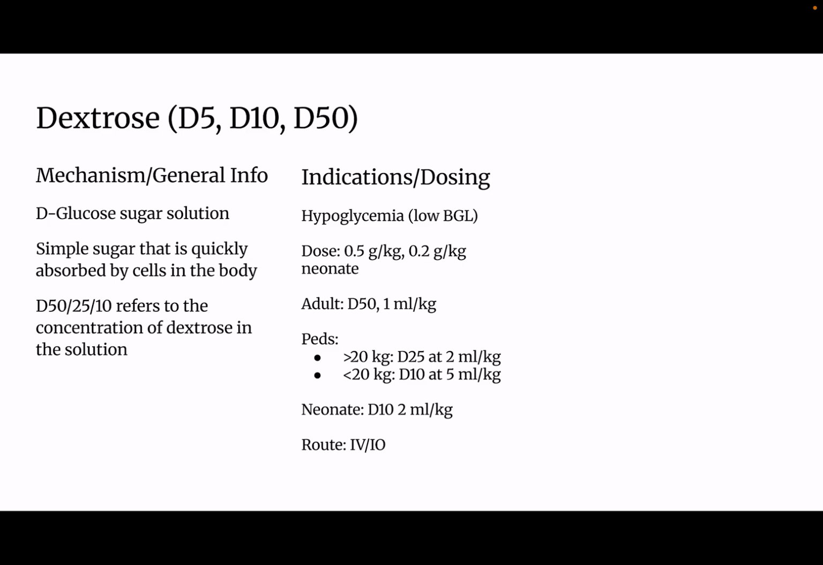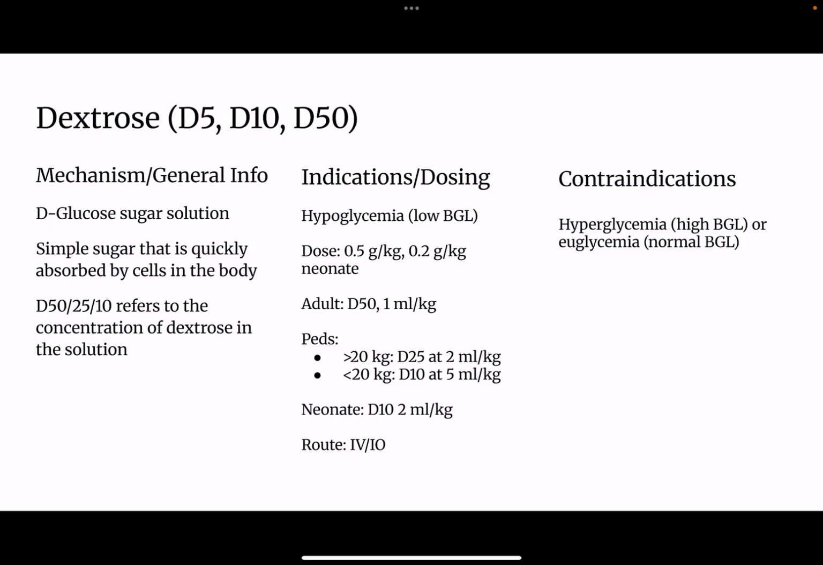We can do this IV or IO. Both are good. Both give very fast and quick access to the vasculature. Probably rather do IV, but God forbid you could not find an IV for the life of you, maybe in a peds patient who has very small veins, then you could do an IO. The only real contraindications are hyperglycemia or normal blood glucose. That's referred to as euglycemia.